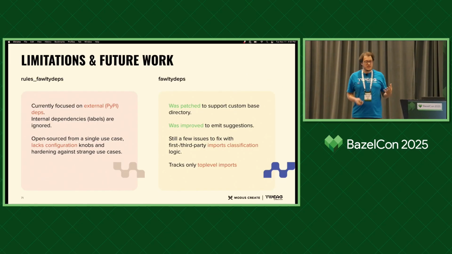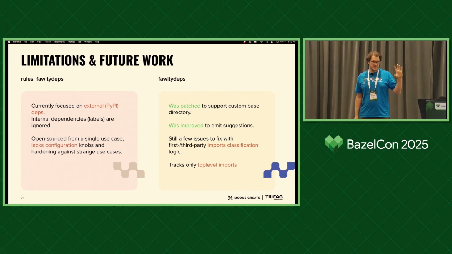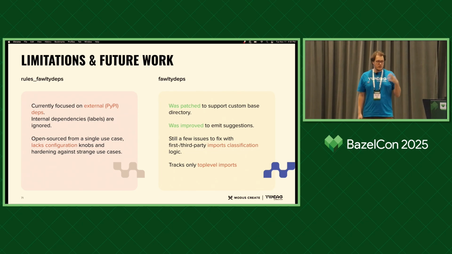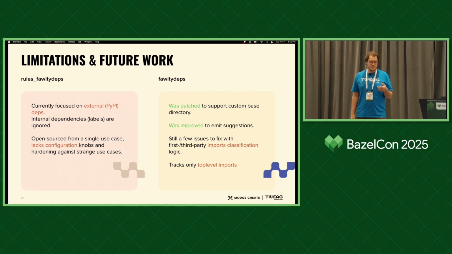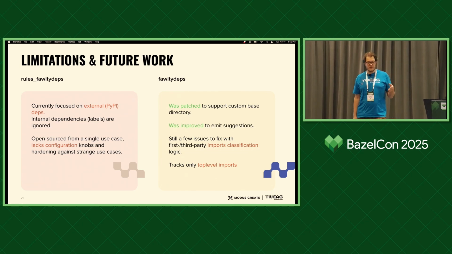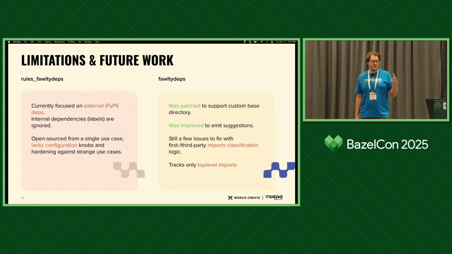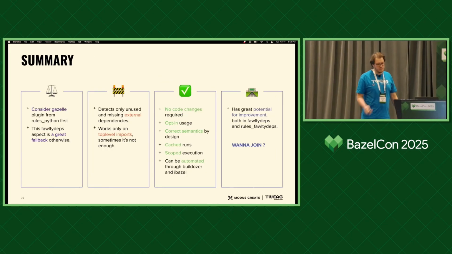A word about the limitations. It only works with external dependencies for now. In theory, you could also fix internal dependencies, but it's not there yet. And as I said, the configuration is not complete. But I already did some work, like I patched Fawltydeps to support suggestions and to fix some issues with the paths. But Fawltydeps still has some limitations, like it only works with top-level imports. So if you want nested imports, it's not supported. Sometimes there is confusion because some packages have the same top-level imports, stuff like that.